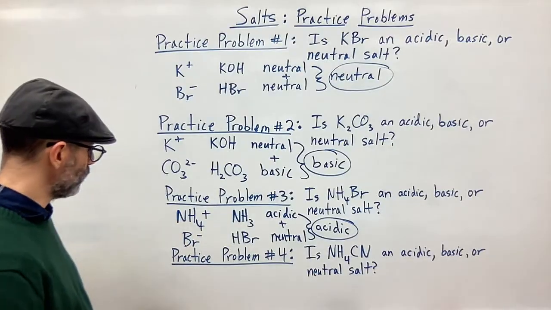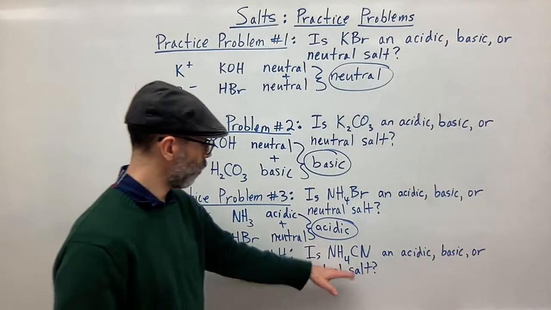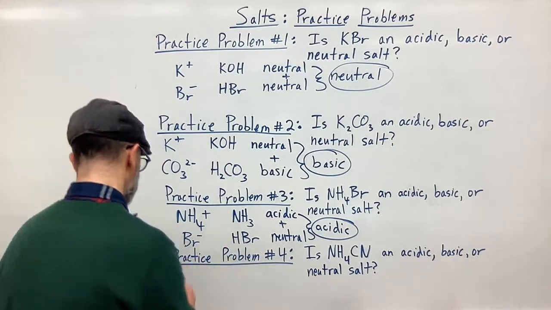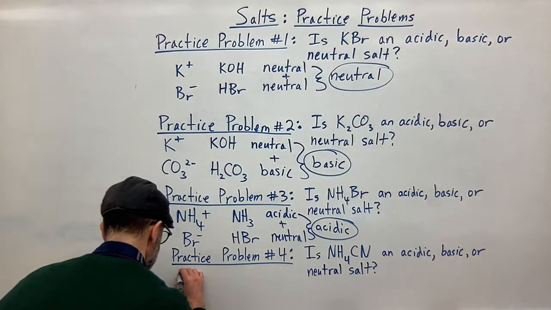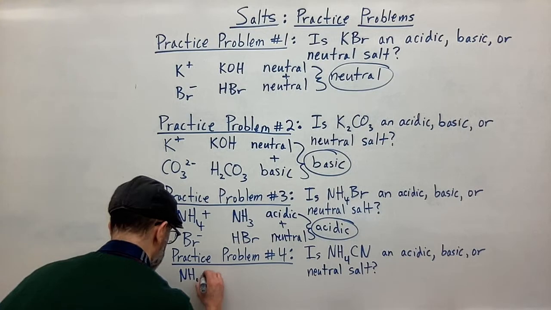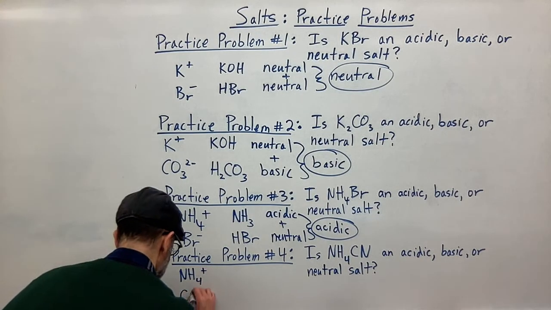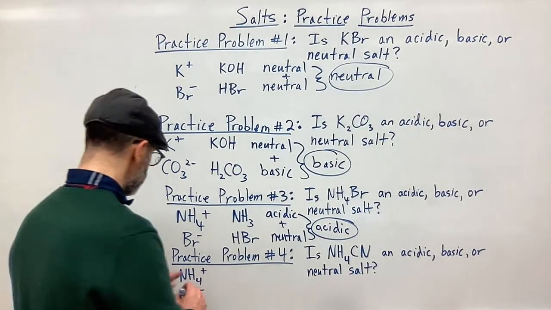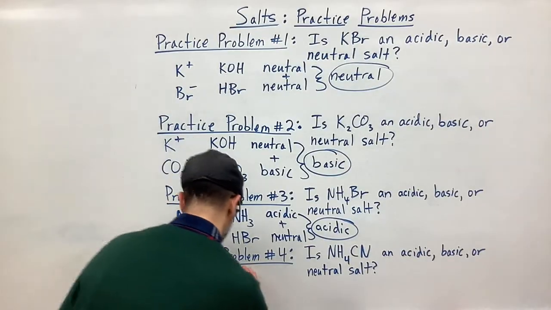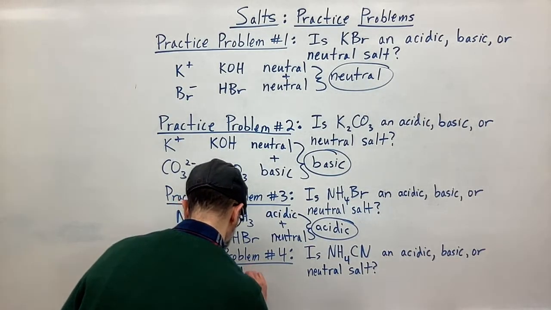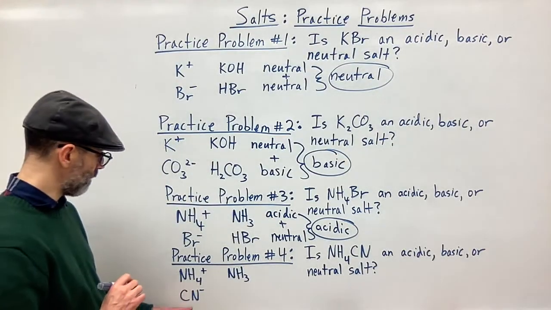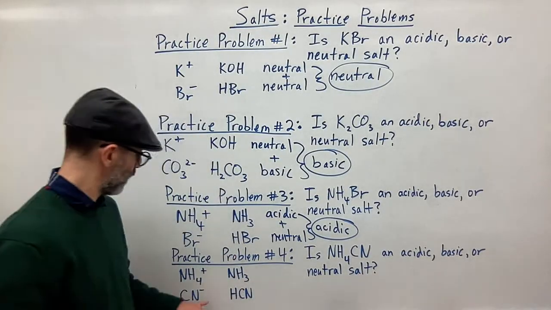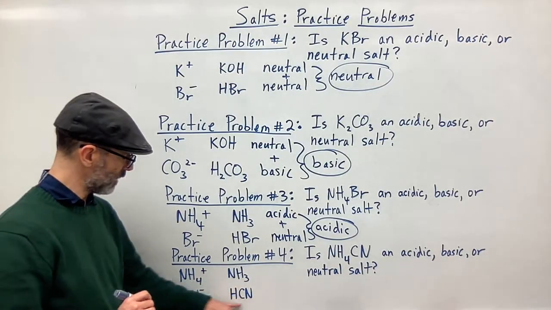Okay, finally, let's look at this one, NH4CN. Is that going to be acidic, basic, or neutral? This one's going to be interesting. So here, again, we break it up into its two ions. So we have NH4 plus, and we have CN minus. All right, what acid or base did these come from? So the NH4 plus, just like we saw here, came from ammonia, NH3, and CN minus came from HCN. It's a negative ion. We add H plus, and so that becomes HCN.